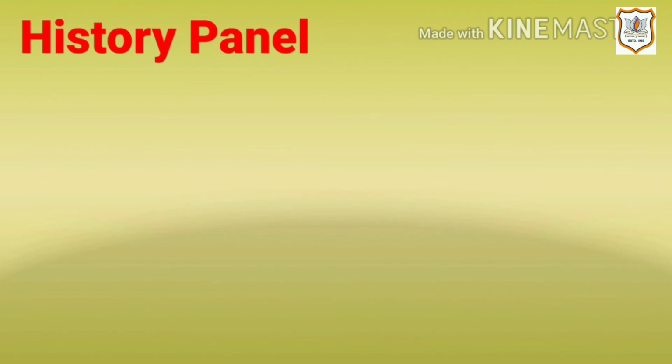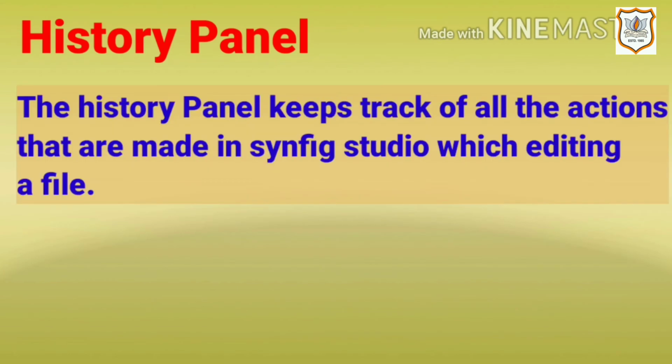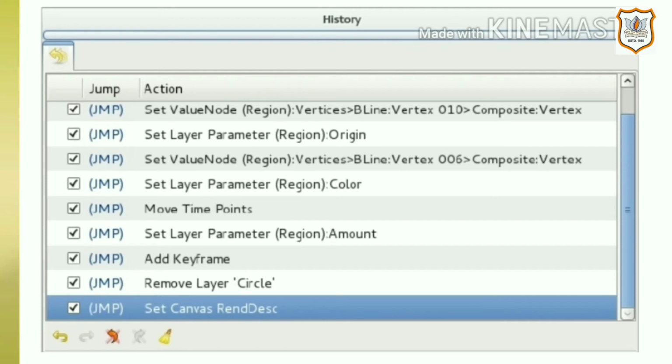Next panel is the history panel. The history panel keeps track of all the actions that are made in Synfig Studio while editing a file. The checkbox column is used to disable specific actions without going through the entire action list. So if you want to redo or undo an action or group of actions, just click on the checkbox.